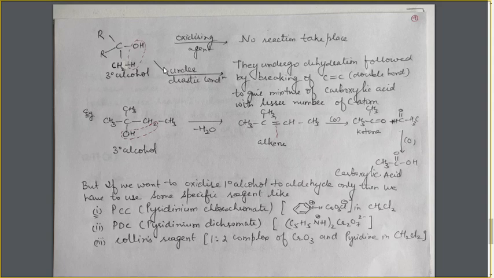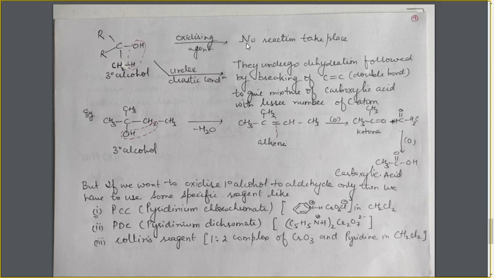So in case of 3 degree alcohol, normally the oxidizing agent will not oxidize it further, but under drastic condition it will give us the mixture of different carboxylic acids. And how does this happen? First, the loss of water takes place as OH group from this position and hydrogen atom from this position will be lost, leading to the formation of a double bond, and then the double bond is oxidized to give the mixture of different carboxylic acid.